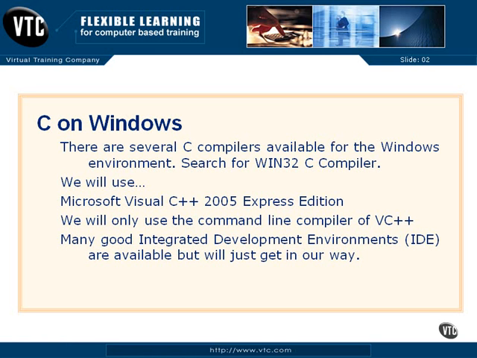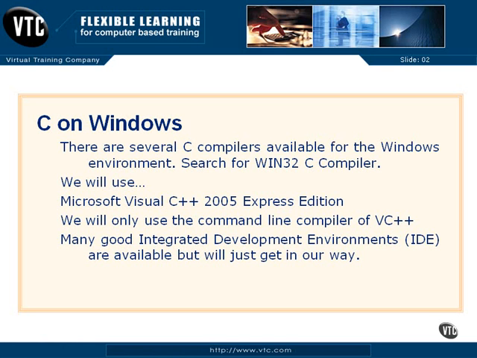Okay, our next section is C on Windows. We're going to take a look at how to get a C compiler downloaded and installed in the Windows environment. There are several C compilers available for the Windows environment, probably over a dozen of them, and you can find those by doing a search for Win32 C compiler on your favorite search engine.